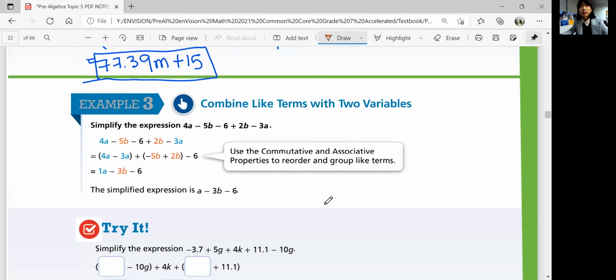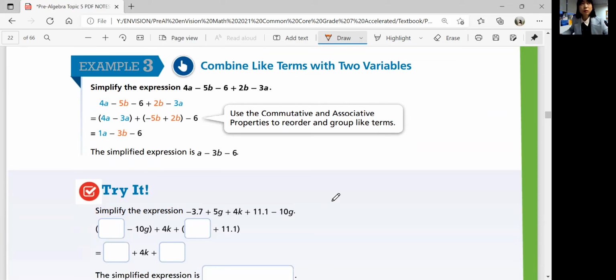Example 3, combining like terms with two variables. Simplify the expression 4a minus 5b minus 6 plus 2b minus 3a. Ooh, what if you have different variables? Are they like terms? No, they're not. A and B cannot be added together because they're not like terms. See, they have different color codes. So A's could be added together, terms with B could be added together, but you cannot add A's and B's together. A plus B is just A plus B. You can't do anything about it, okay? And that's okay.